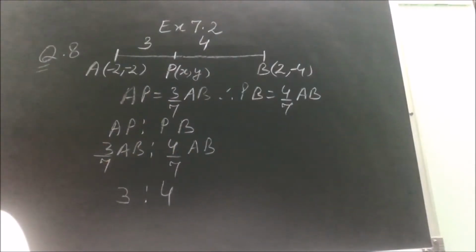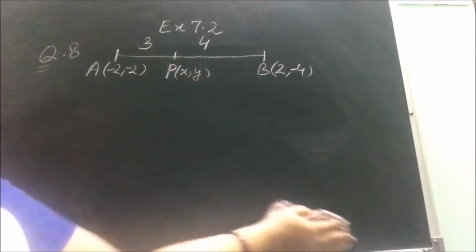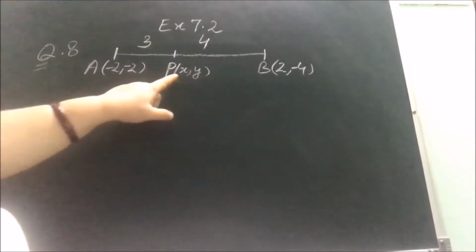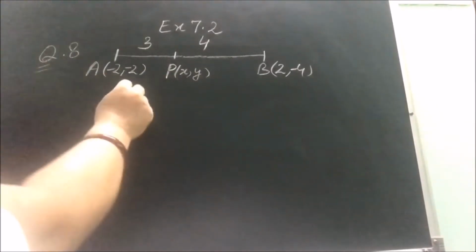Then we have to find out the coordinates of the point which divides the line segment in the ratio of 3:4. That means you have to find out the value of x and y, the coordinates of P. So we apply the section formula.